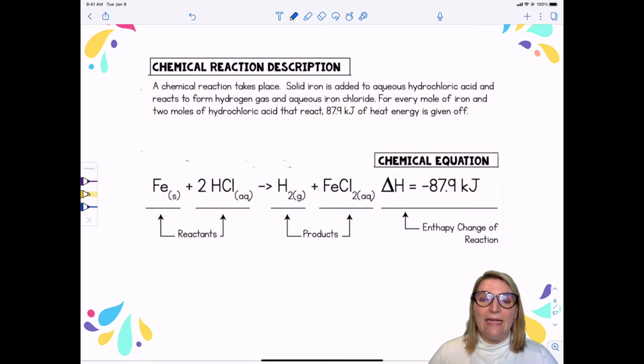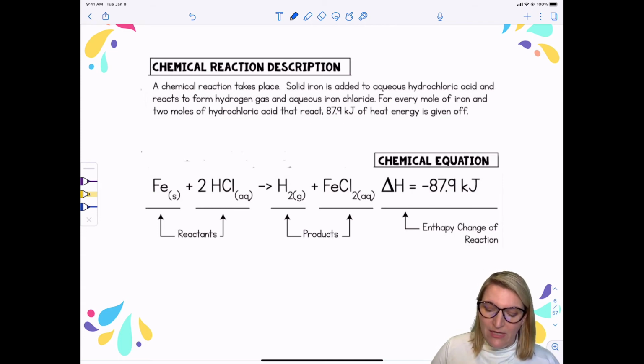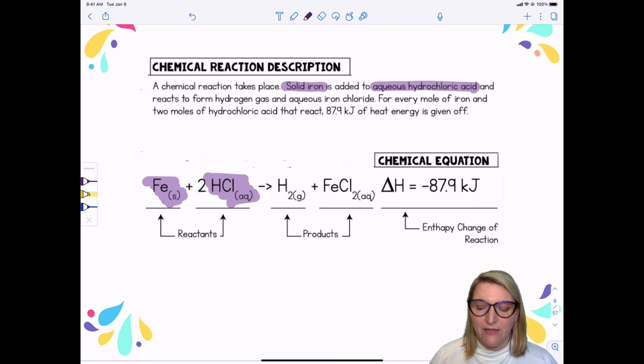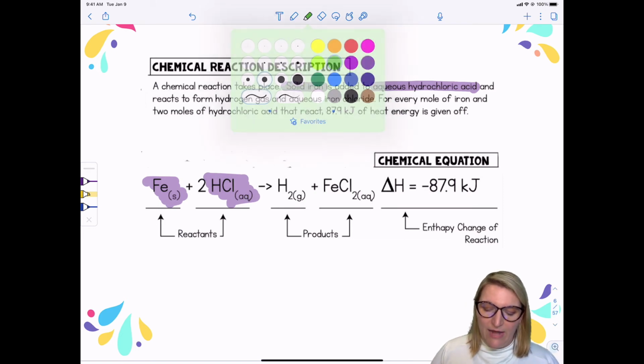And so here's just a description of a chemical reaction. A chemical reaction takes place. Solid iron is added to aqueous hydrochloric acid and reacts to form hydrogen gas and aqueous iron chloride. For every mole of iron and 2 moles of hydrochloric acid that react, 87.9 kilojoules of heat is given off. And so you can see in this, it tells us solid iron is added to aqueous hydrochloric acid. And here's the solid iron. You can see that in parentheses S. Here's the aqueous hydrochloric acid. And then it says reacts to form.